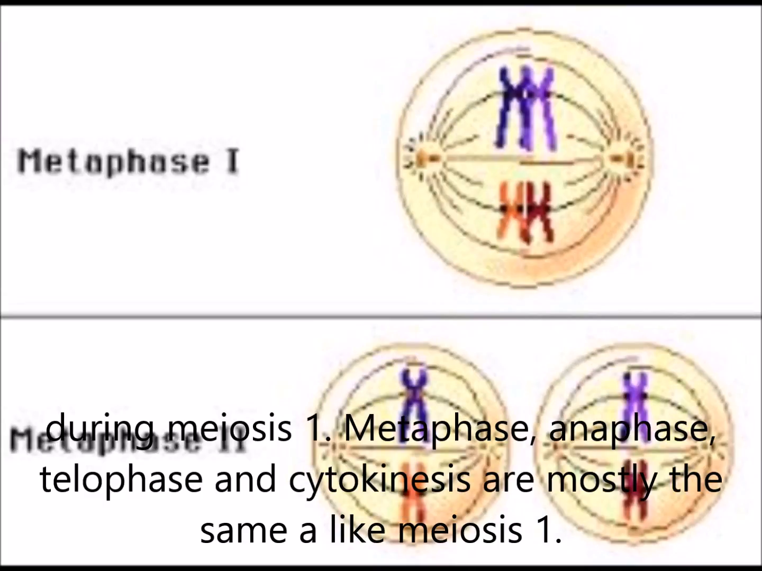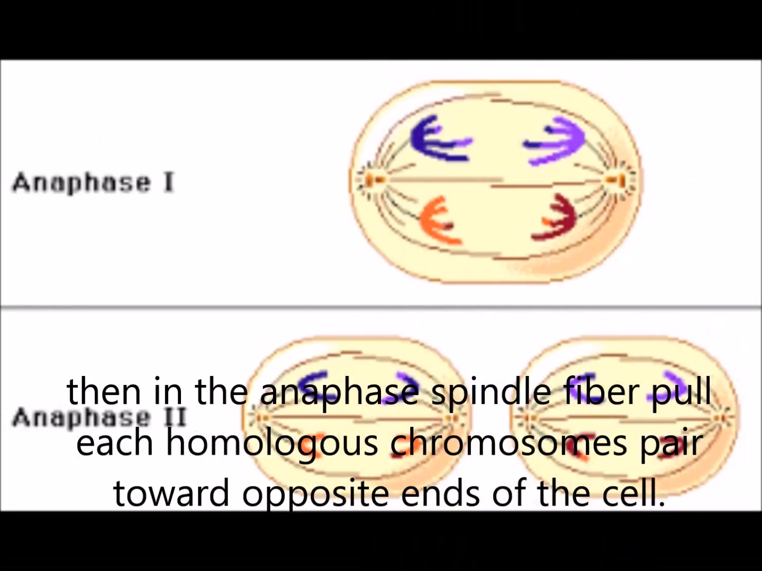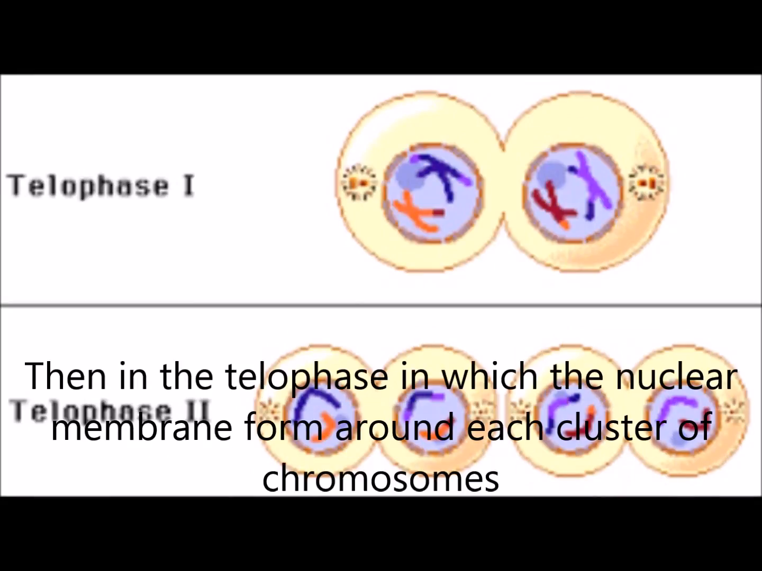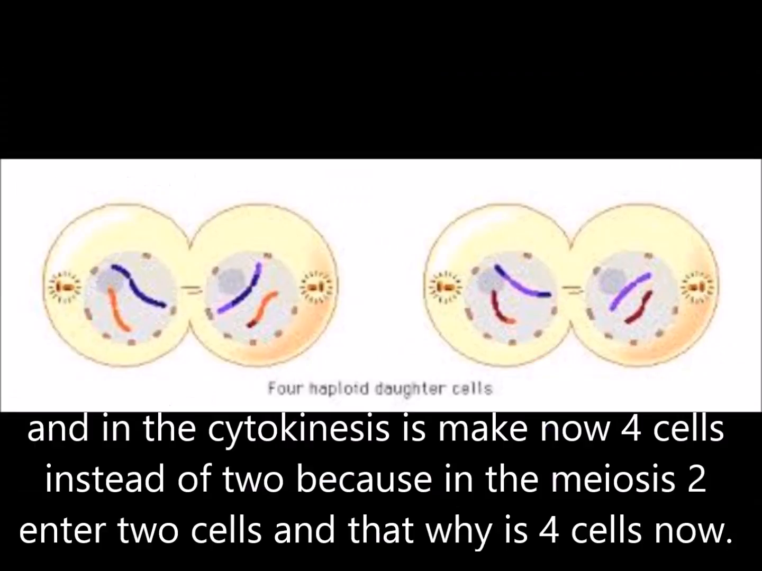Metaphase, anaphase, telophase and cytokinesis mostly work the same as in meiosis 1. In metaphase, the chromosomes line up across the center of the cell. In anaphase, the fibers pull the chromosomes toward opposite ends of the cell. Then in telophase, the nuclear membrane forms around each cluster of chromosomes. And the cytokinesis now makes four cells, because in this meiosis two cells enter. Now we'll be making four new daughter cells.